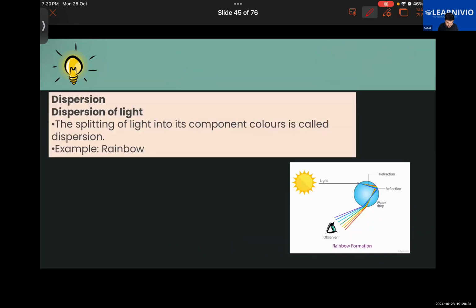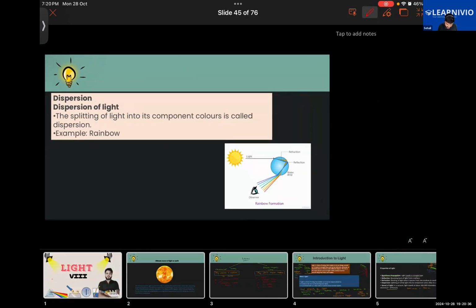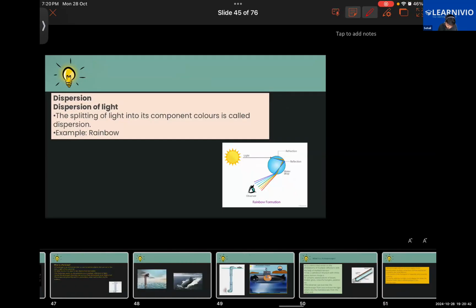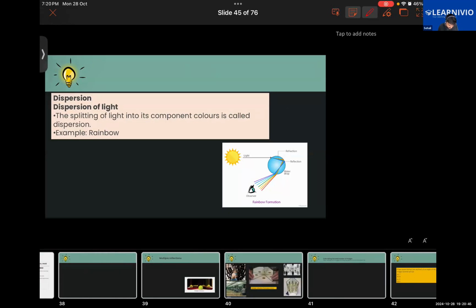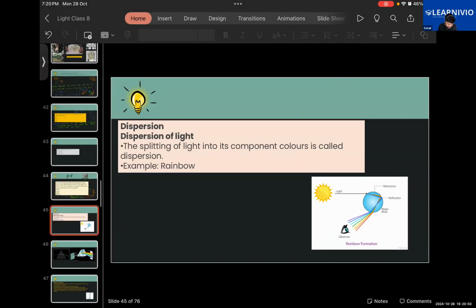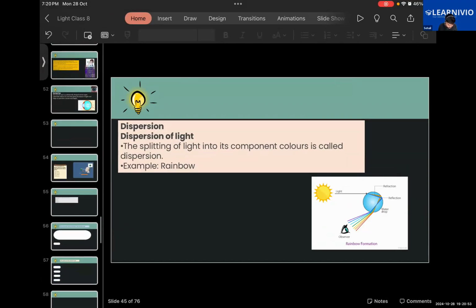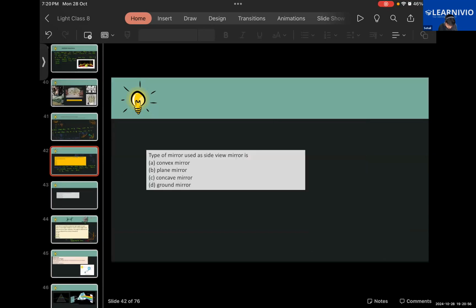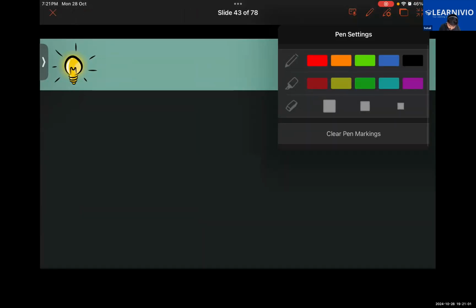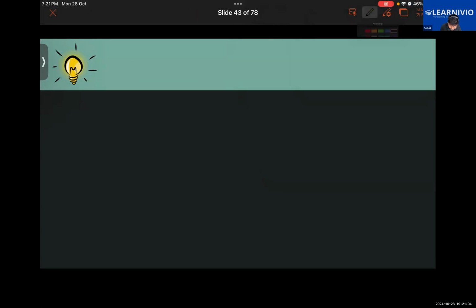Okay. Now, before we learn about the dispersion of light, we had to learn a few important things. Just one minute. The concept of the curved mirror that we haven't discussed in detail. So we are going to quickly learn about that, and then we'll be learning about dispersion. Curved mirrors.